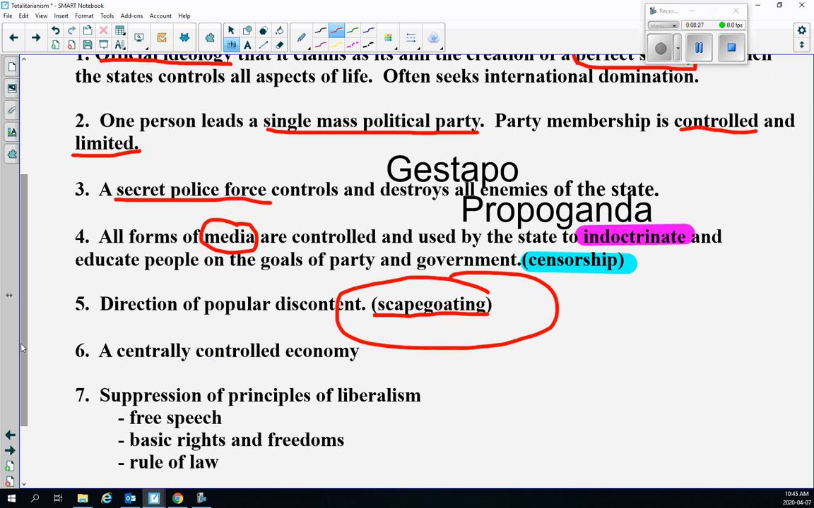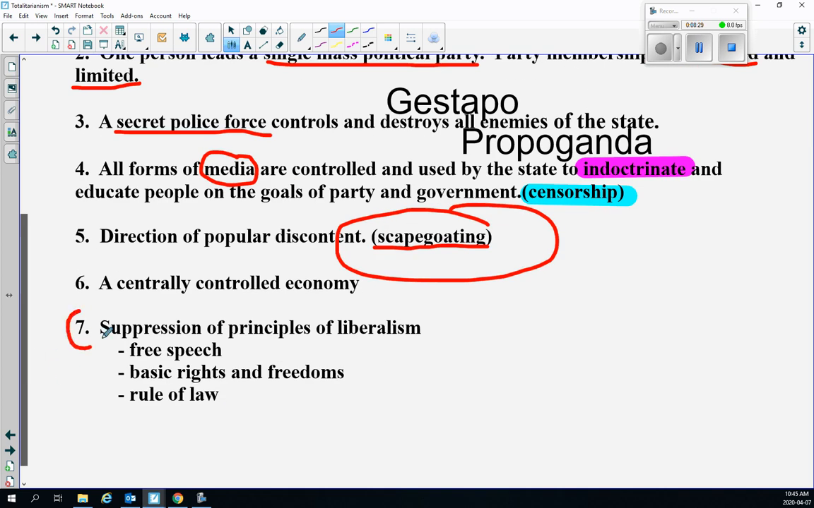And finally, number seven, a big one, you suppress the principles of liberalism. Duh, like obviously you are. So there's going to be no free speech. You're not allowing basic human rights and freedoms to everybody. And the government puts itself above the rule of law. You're suppressing the principles of liberalism.